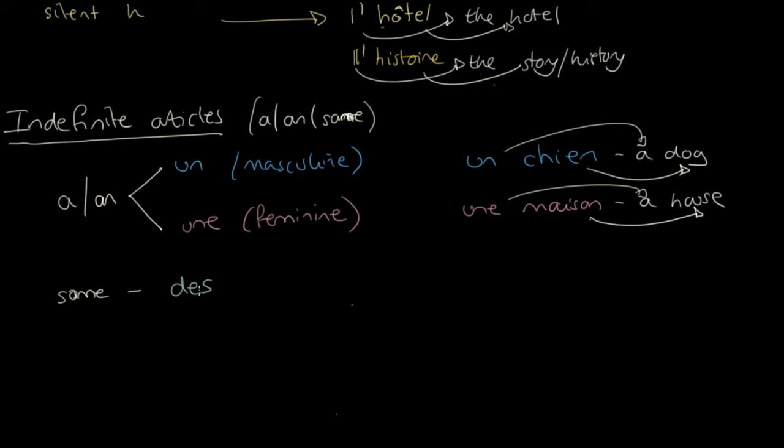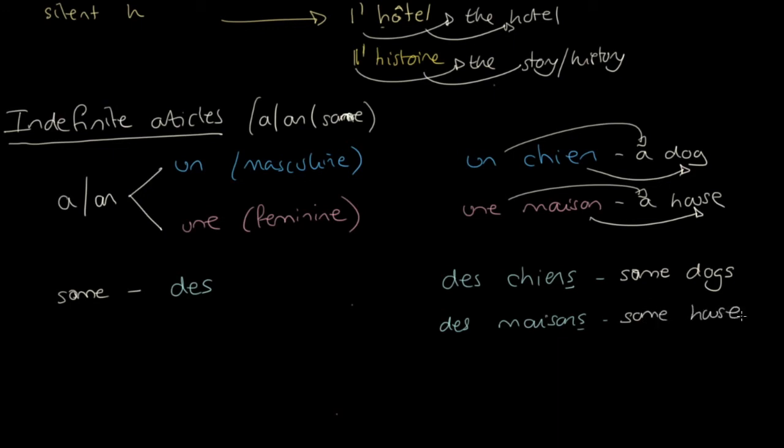So let's use examples up here. Let's have some dogs. Des chiens. Notice my S here. Okay, meaning plural. Some dogs. Let's have some houses. Des maisons. Again, notice my S because it's plural. Becomes some houses. So des being some each time.